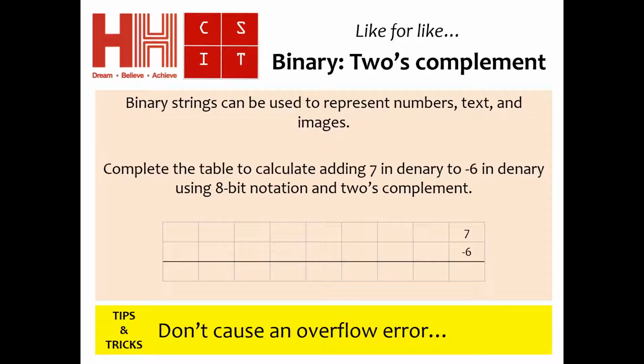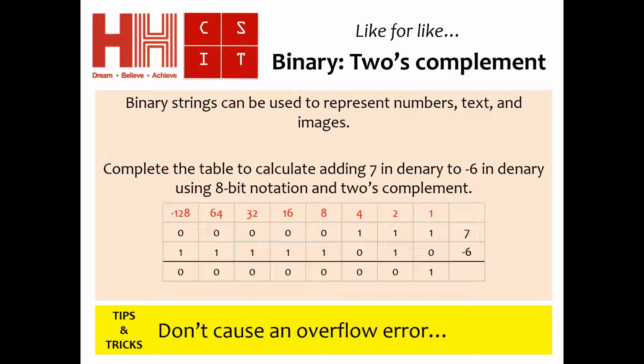Okay, so this is asking me to add a positive number and a negative number using 2's complement. So what we need to do is we need to fill in the headings of the table to start off with, and we need to work out what it is it's asking us to do. So let's start off by putting the headings in. So I've got minus 128, 64, 32, 16 as usual for the binary.